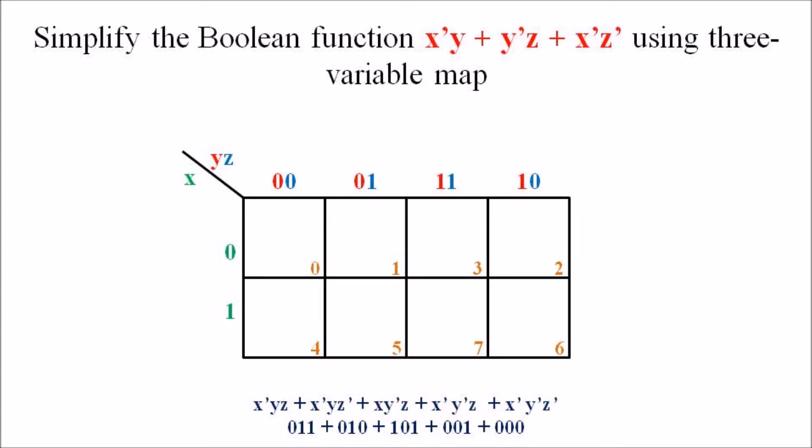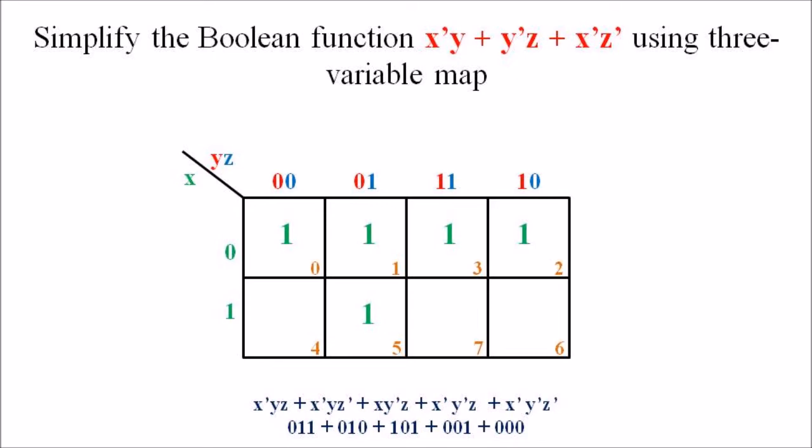That simply means that 0, 0, 0 is the minterm m0, and that minterm m0 can be represented in the column 0. 0, 0, 1 is the minterm m1, which is represented in the column 1. So we can write 1 in the column number 1. And 0, 1, 0 is the minterm m2.